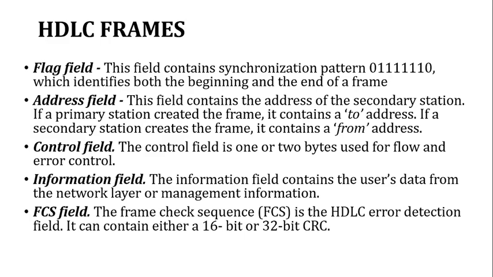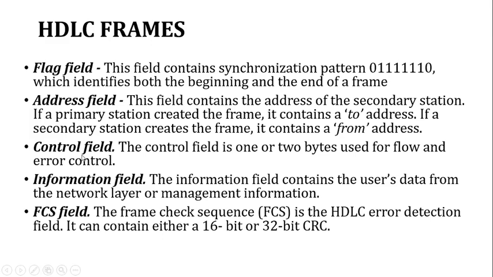And the flag field contains the synchronization pattern 0, 1, 1, 1, 1, 1, 1, 0, which identifies both the beginning and the end of a frame. That is the main use of the flag field. Then the second one, address field. This field contains the address of the secondary station. If a primary station created the frame, it contains a to address. If a secondary station creates a frame, it contains a from address. So that is the address field.